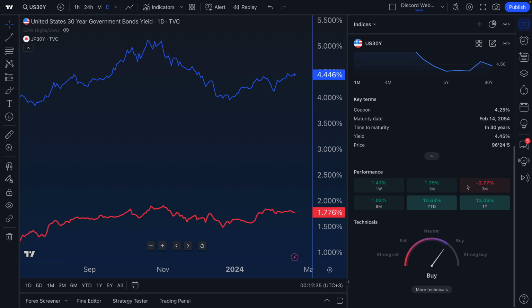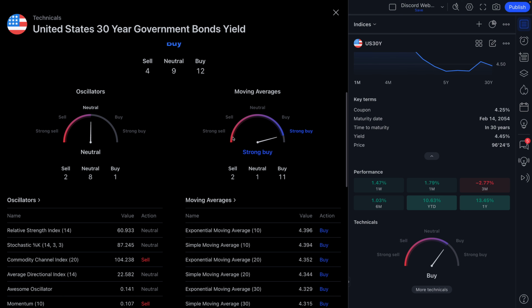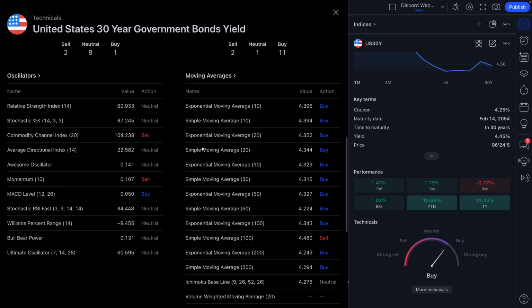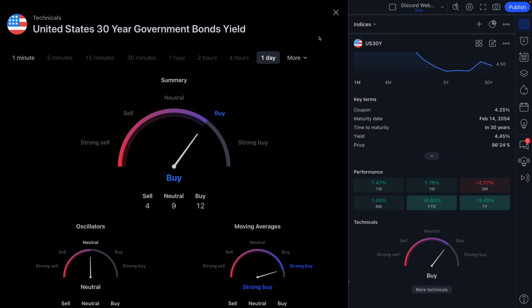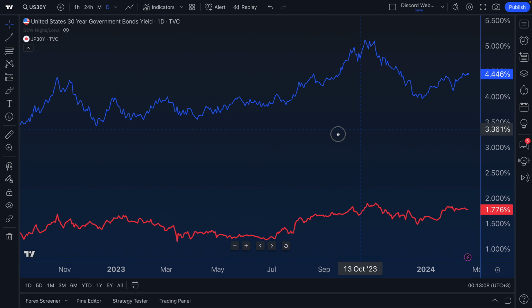You have some performance capabilities here to understand how it's performing over different time frames. And you have your technicals button here. So meaning of all the technical oscillators included, what is the current outlook? Is it trending up or is it trending down? You can see here that you can get that quick visual, and you can click more technicals, and now you have this page open before you just like this, where you can dive into all of those technicals for that specific bond yield. So, ladies and gentlemen, we have shown you just about everything for bond investors.